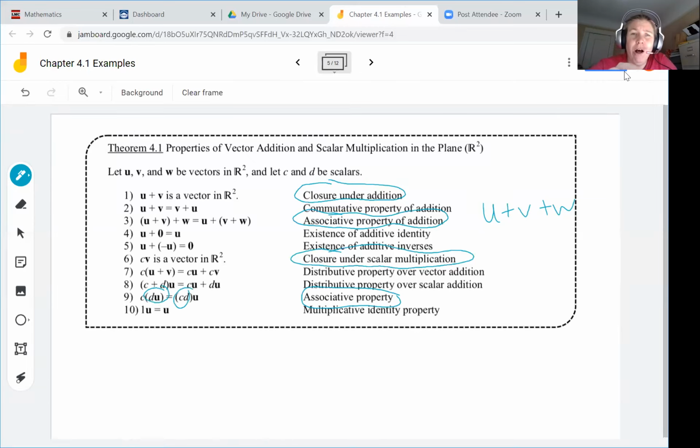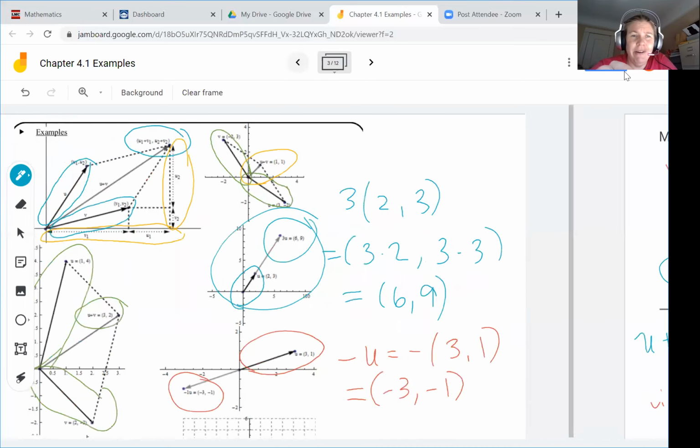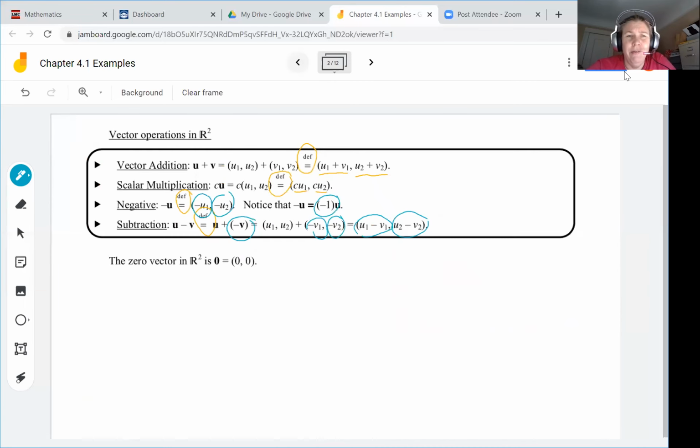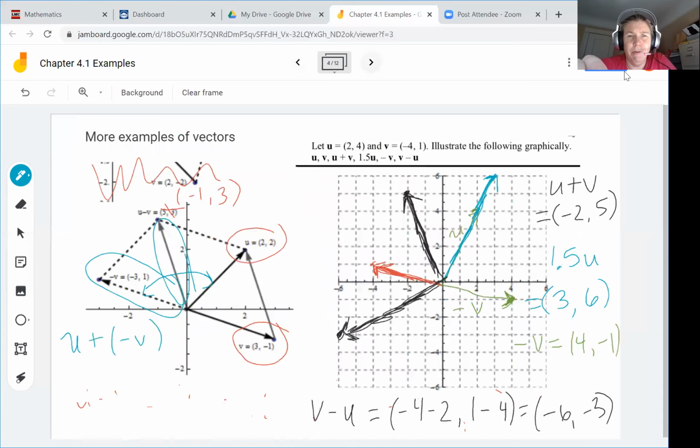So you can prove all of these properties using the definitions we had for the vector operations. We're going to look at a proof of a couple of these, and then you'll see that you could similarly use the definitions to prove the other properties.